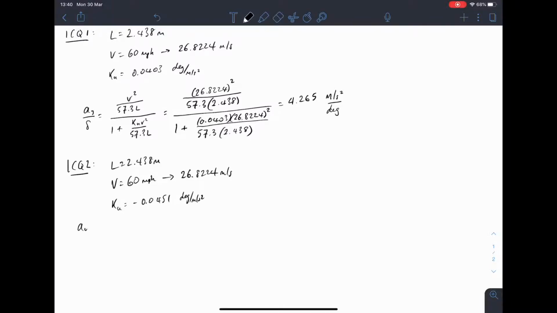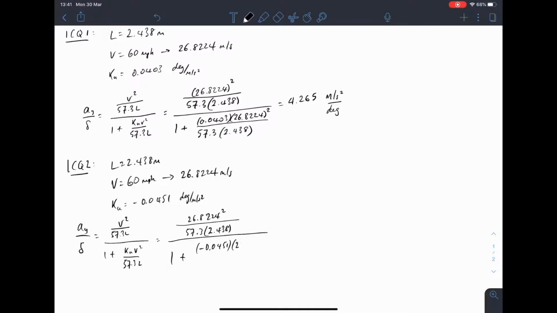And so the lateral acceleration gain in this case is V squared over 57.3 L, divided by 1 plus Ku V squared over 57.3 L. So let's plug in the numbers: 26.8224 squared divided by 57.3 times 2.438, divided by 1 plus minus 0.0451 times 26.8224 squared divided by 57.3 times L, 2.438.